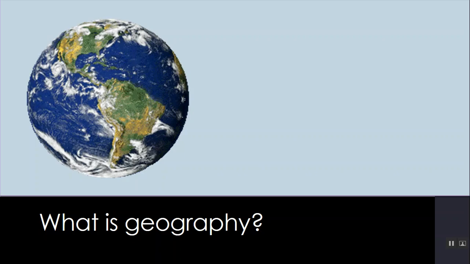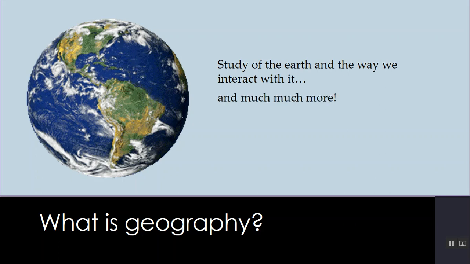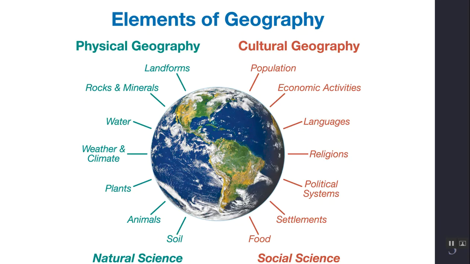And so first off, what is geography? People often think of geography as just being about maps. We do love maps in geography, but it is a lot more than that. Geography, in its most basic sense, is the study of the Earth and the way we interact with it. But it also includes much, much more than that. Geography is divided into two main sides, one being physical geography, the other being cultural geography.